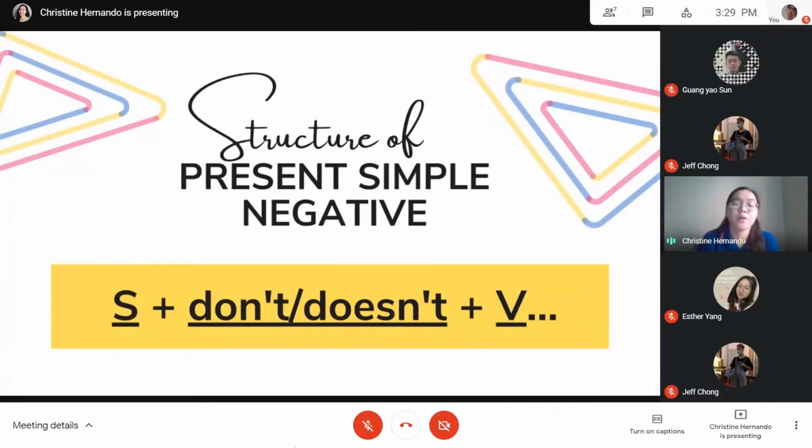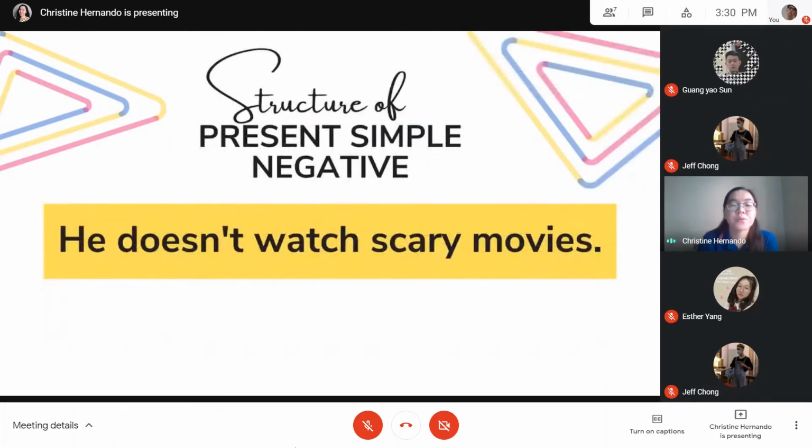I hope you remember this structure because we are going to encounter a lot of examples that use this particular pattern. Did you understand that? Is that clear? Again, we have the subject, and then don't or doesn't, and then the main verb. Okay, we shall move on to this example. We have here the sentence, he doesn't watch scary movies.